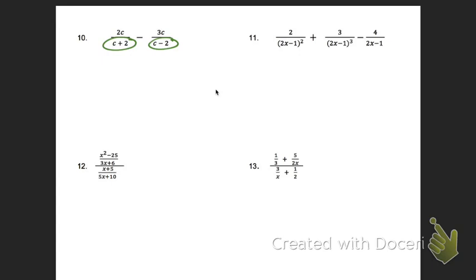So these are already factored, and they're different. So the common denominator needs to include both of them. So what would it be? C plus 2, C minus 2. So the left fraction needs to get multiplied by C minus 2. The right fraction needs to get multiplied by C plus 2.